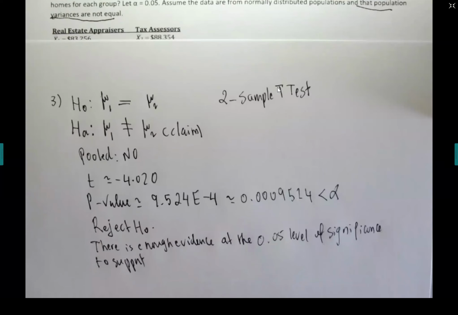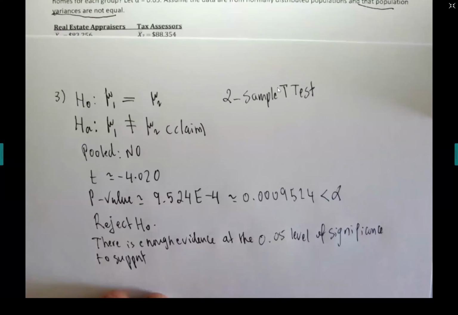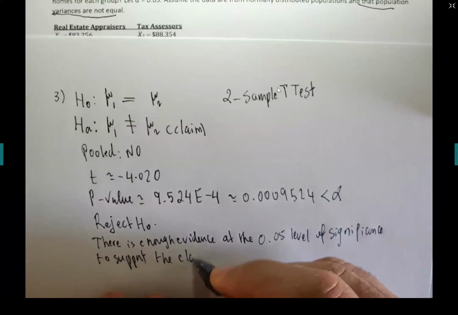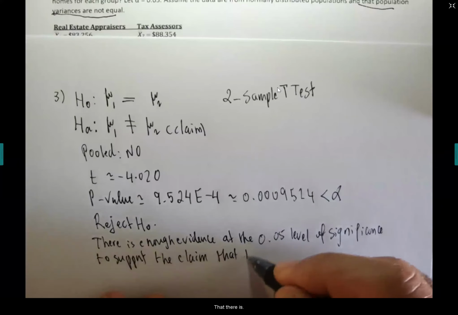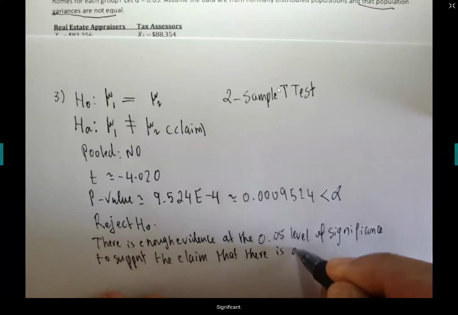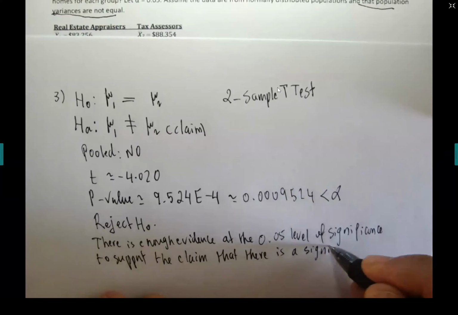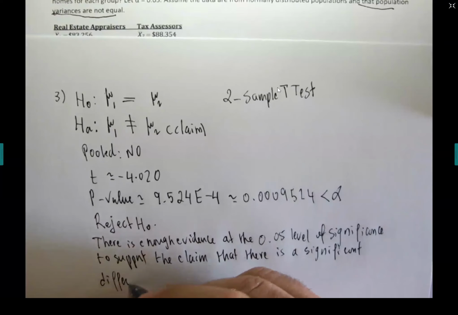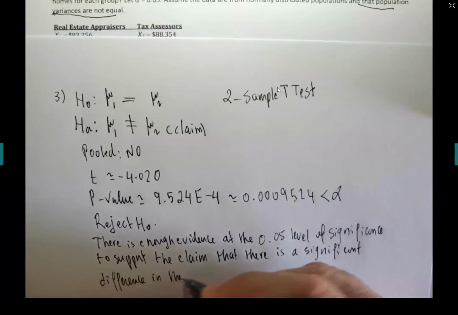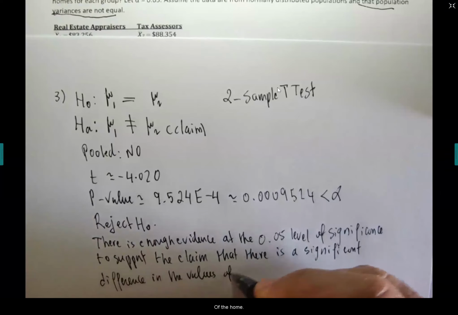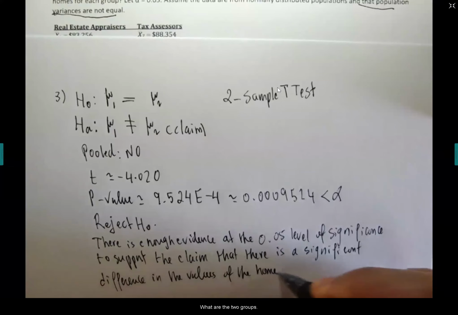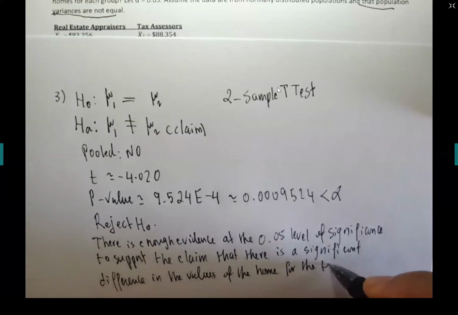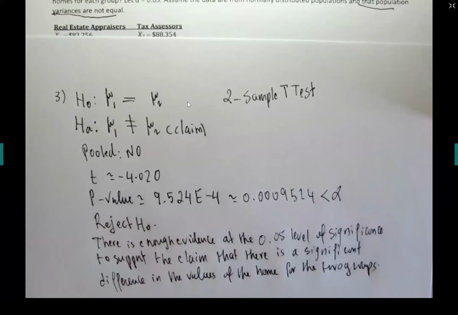I'm just going to write it down. That there is a significant difference in the values of the homes for the two groups. Any questions, guys?